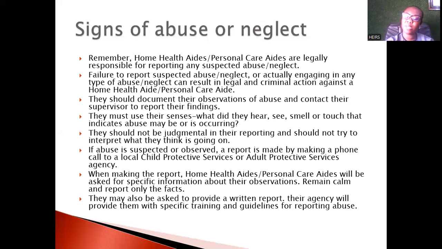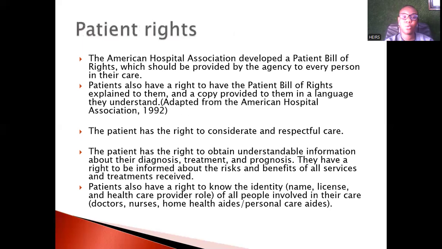If abuse is suspected or observed, a report is made by making a phone call to a local child protective service if you are in a country where such is available, or adult protective service if you are in a country where such is available. When you're making your report, you'll be asked specific information about your observations. Remain calm, and report only facts, not assumptions. You may also be asked to provide a written report, and your agency usually will provide specific training and guidelines for reporting such abuse.